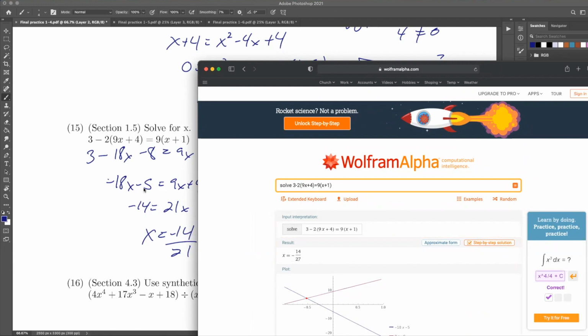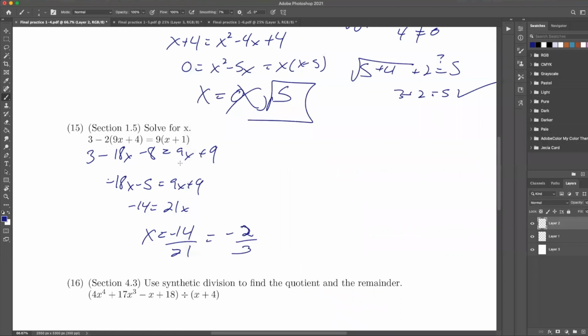Oh, see? What did I do wrong? Is this 21? No, it's 27. That's just arithmetic problems. See? And this is why you check your answer. So it's 14 over 27, and that doesn't simplify. Okay. Minus 18 plus 9 is 27, not 21. So there's your final answer. And you just type it in as a fraction.